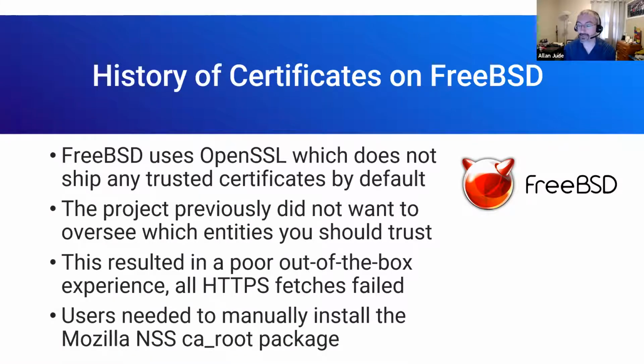So what users would have to do is use the package system on FreeBSD and install Mozilla's CA root package that comes from their NSS product, their security tool. And that will provide this default list of trusted certificates, basically the same one that's built into the Mozilla Firefox browser and a bunch of other things like that. But the fact that that didn't come bundled as part of the system created a lot of problems for people and just meant that the system was not very useful when you just installed it.